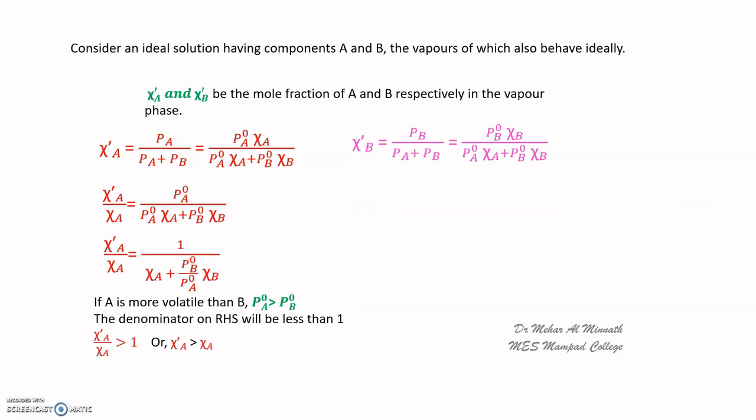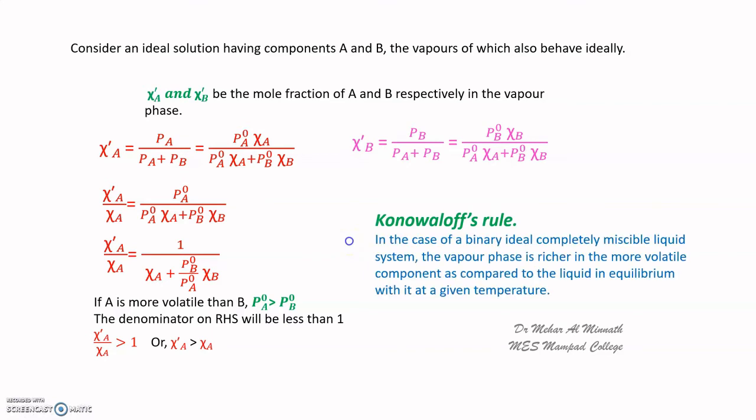That's it. And this is called Konovalov's rule. Okay, so what does Konovalov's rule say? It's very simple. It says that in the case of a binary ideal miscible liquid system, binary system, ideal system, completely miscible system, the vapor phase will be richer in the more volatile component as compared to the liquid in equilibrium with it.